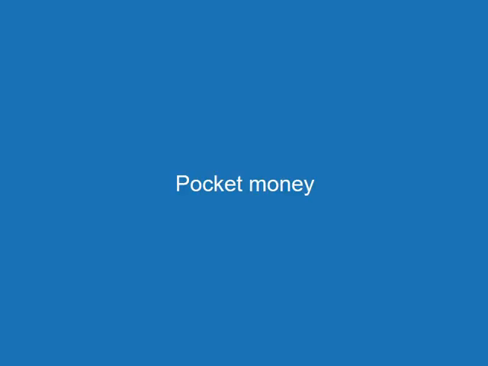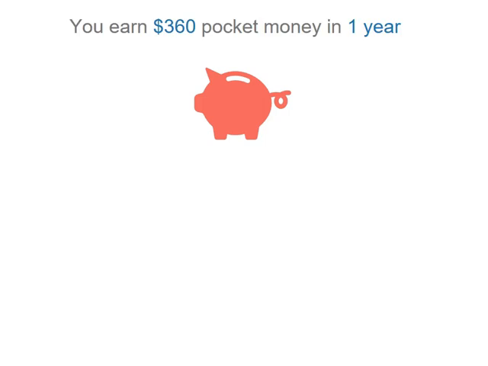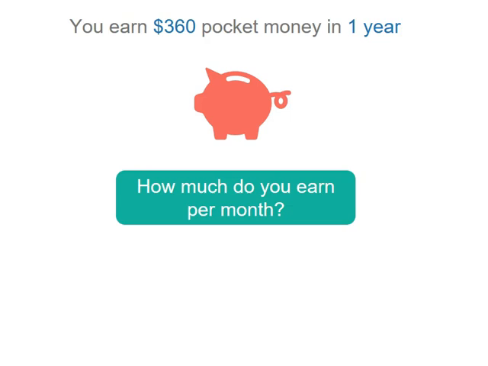Now, what if you've got a problem with an extra layer? In this case, you earn $360 pocket money in 1 year. So it looks like we've got 2 pieces of information there. How much do you earn per month? Now, this is a bit different because it's not asking us about years. It's telling us years, but it's asking about months.